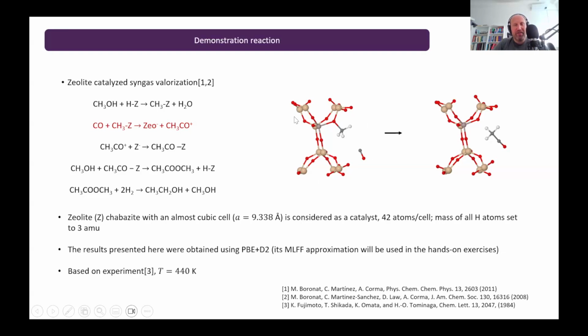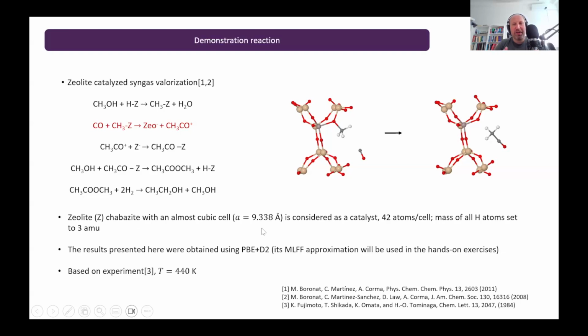This is the reactant for the reaction. Here, carbon monoxide weakly interacts with the methoxy group formed in the zeolite. In the product, we create an acetyl cation, which is just inside the zeolite cavity. As a zeolite catalyst for our test purposes, I selected chabazite.